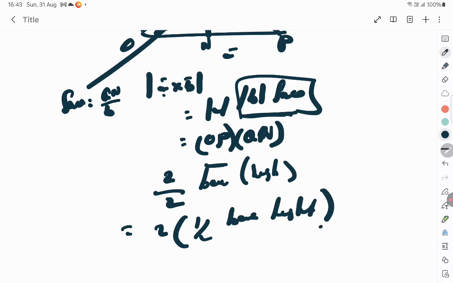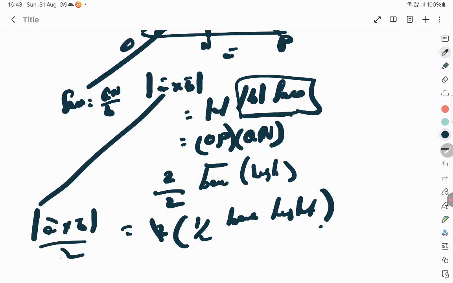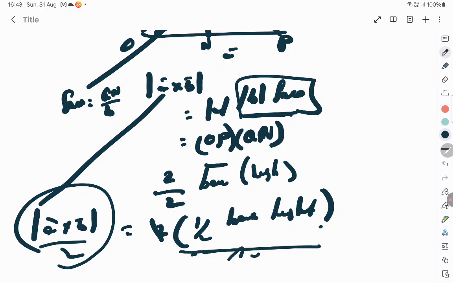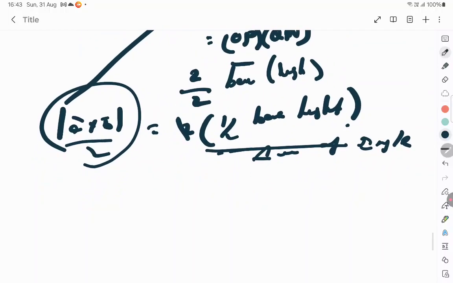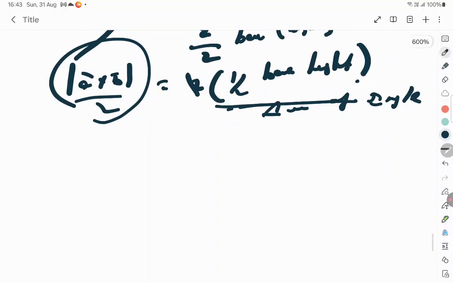which is equal to, where did we start with? The magnitude of A cross B. So bring the 2 down. Therefore the area of a triangle has now become magnitude of A cross B by 2. Very beautiful way of doing it. So let's go to the next question.